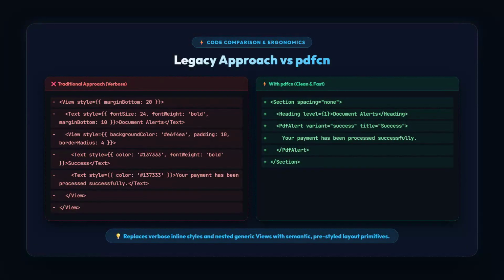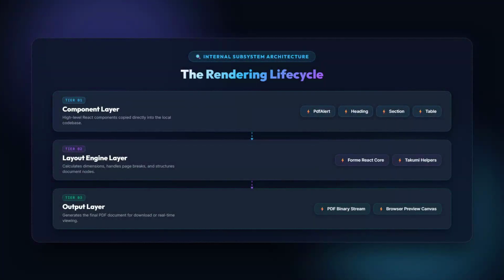Comparing standard React PDF code to pdfcn reveals a massive reduction in boilerplate. Traditional implementations require deeply nested view and text components with inline style objects mimicking a subset of CSS. With pdfcn, you use high-level, semantic components like section, heading, and PDF alert. The styling is encapsulated within the component files you copied into your project, keeping your document logic clean, readable, and easy to maintain.